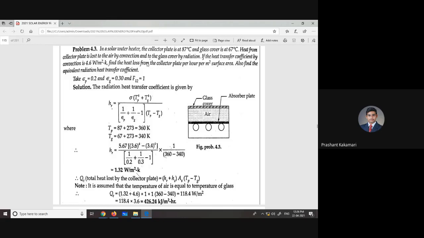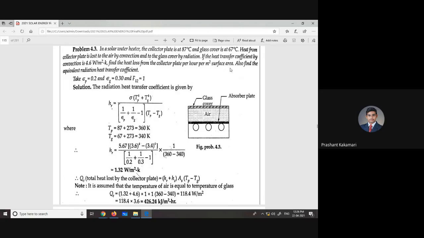Okay, next, and to the glass. See here, heat from the collector plate is lost from the plate to the air by convection and to the glass cover by radiation. Okay, so here what they are telling, from plate to glass cover they are considering convection, from the glass cover to outside radiation. It is lost. If the heat transfer coefficient by convection is 4.6 watt per meter square Kelvin, so from the plate to the air, whatever the heat transfer coefficient by convection is there, it is given 4.6 watt per meter square Kelvin. Find the heat loss from the collector plate per hour per meter square surface area.